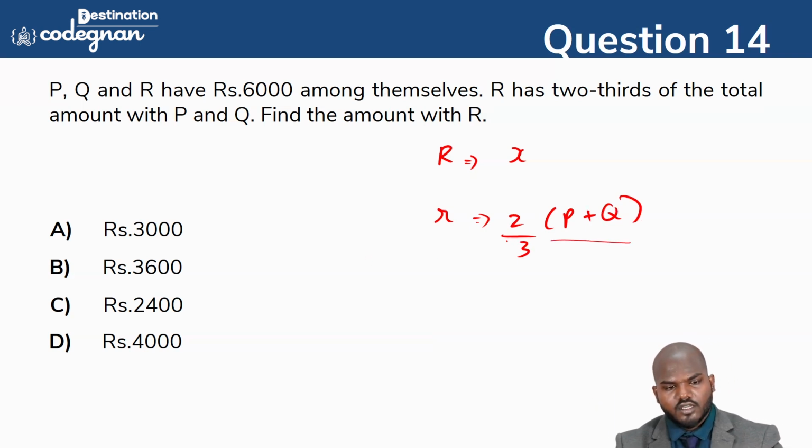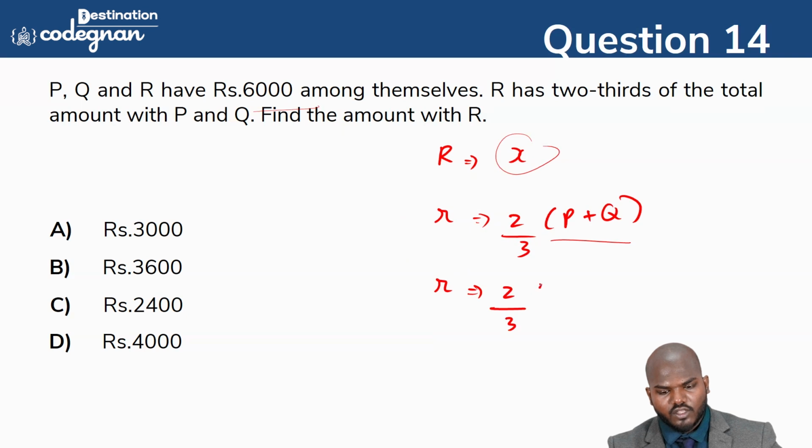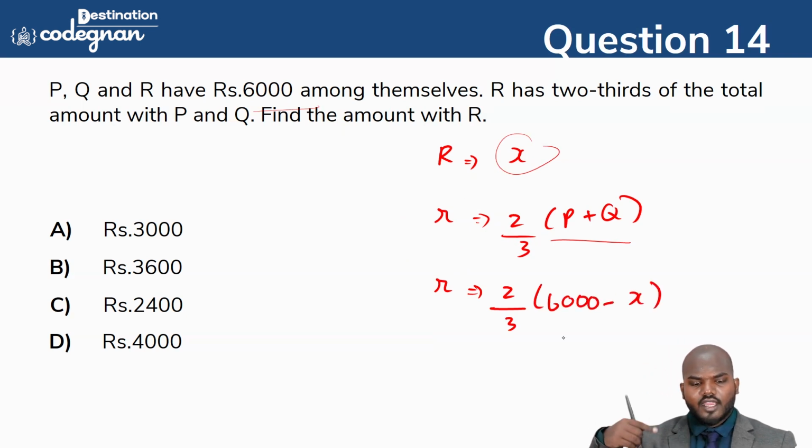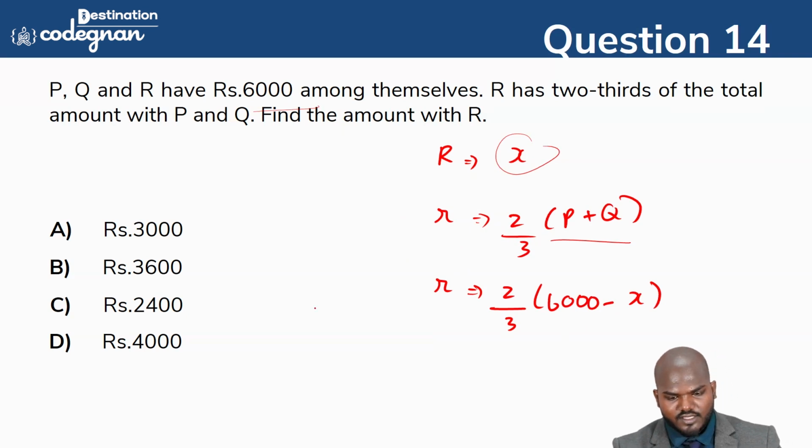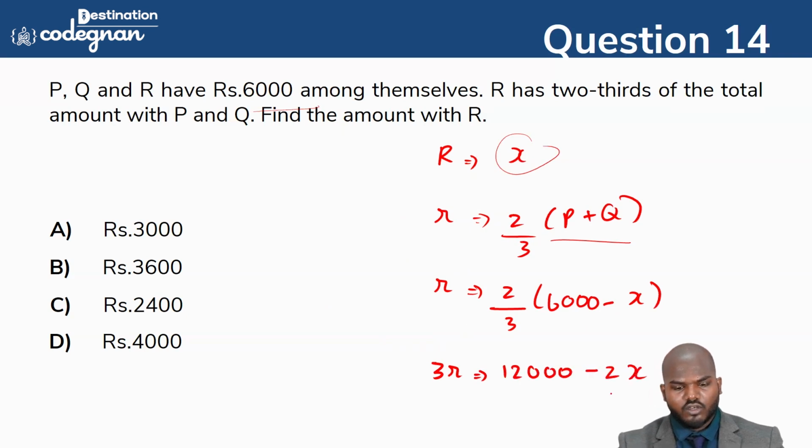P plus Q means the total amount is equal to 6,000 rupees. If R is getting something, the remaining is the combination of the share of P and Q. So 6,000 minus X I can call instead of the value. You see this one, I can call it like this. That is 3R. I can call 3R is equal to 12,000 minus 2X.